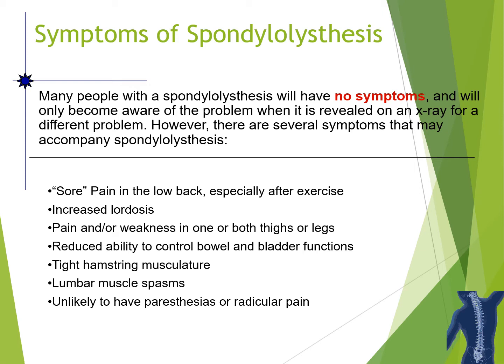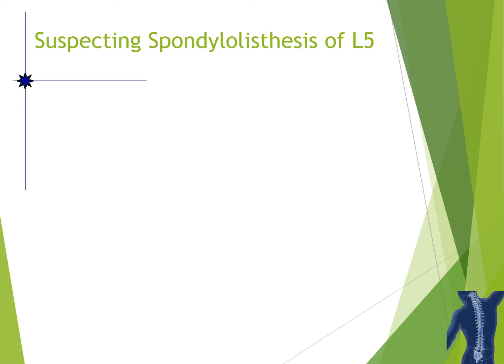The lumbar muscle spasms kind of go with the increased lordosis. The muscles in the lower lumbar spine can contract, and they would contribute to that lordosis. And similar to the facet syndrome patient, this patient is unlikely to have paresthesia or radicular pain. Suspecting a spondylolisthesis at L5 or even L4, but we're going to talk about L5 in this case.